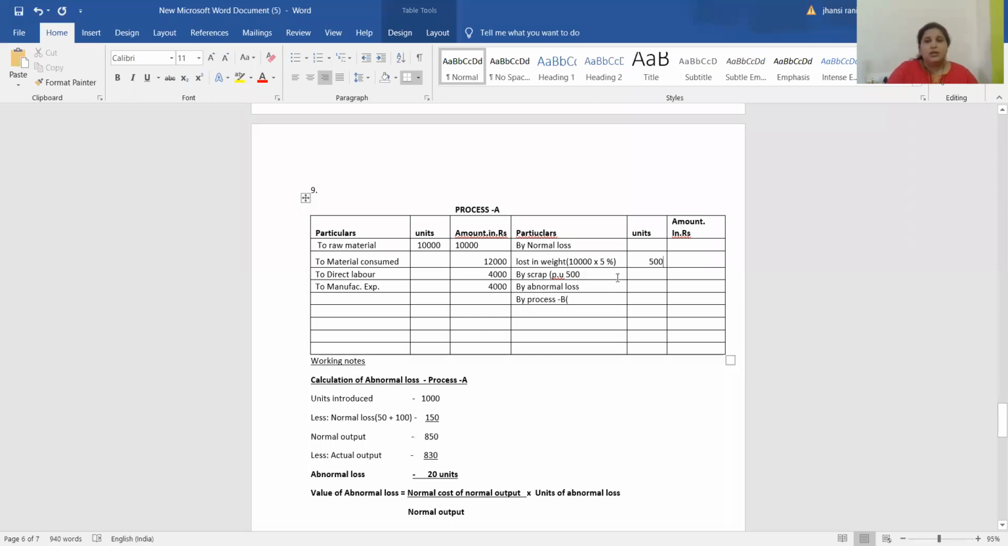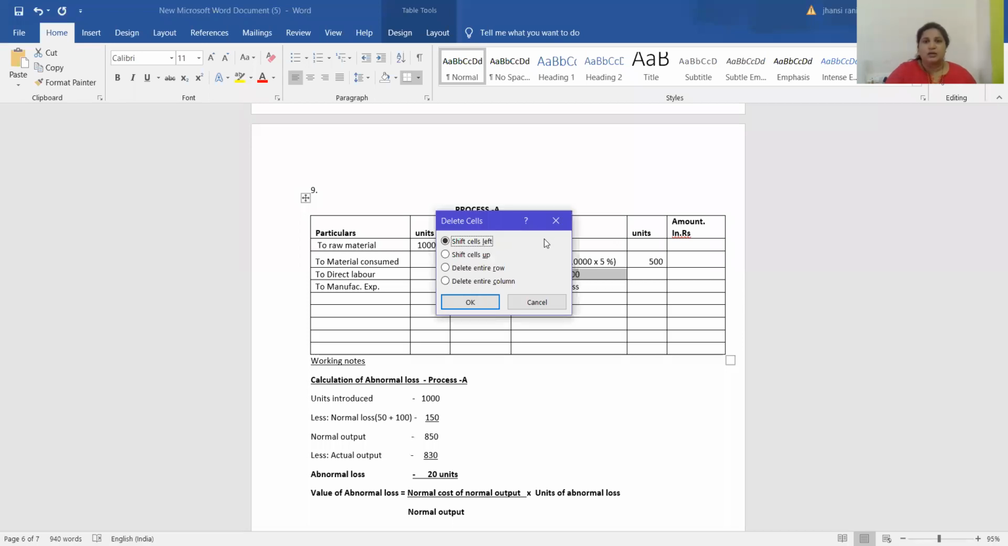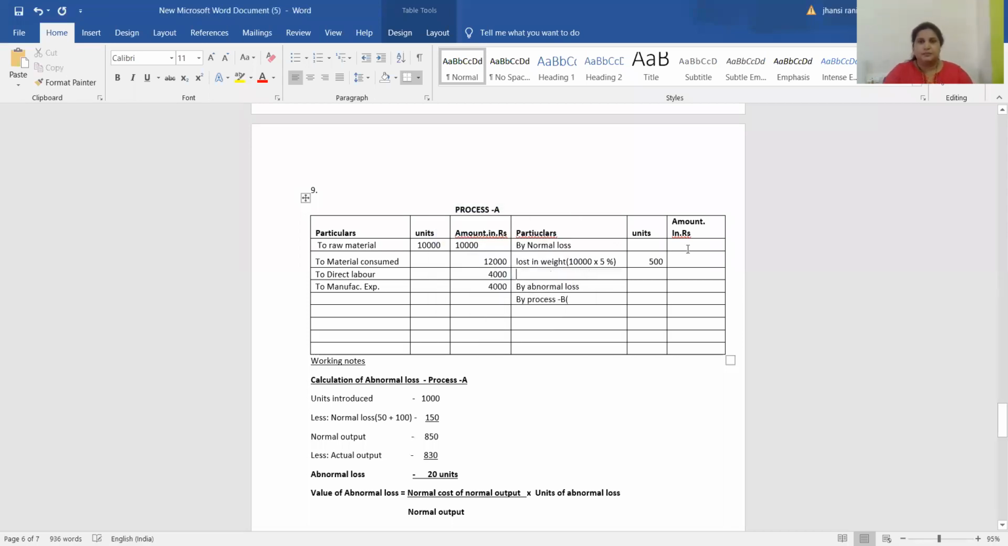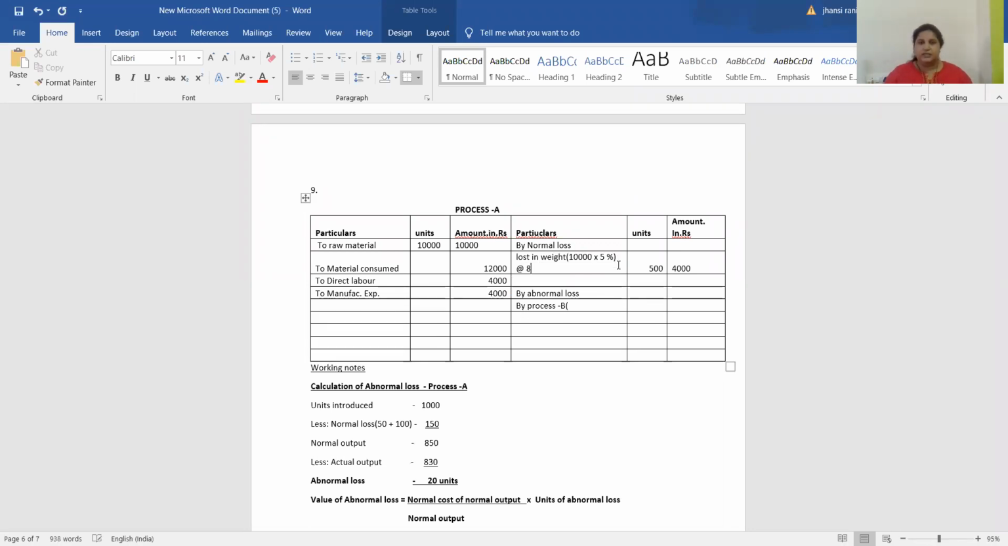Now, the value, they said, is value of normal loss per 100 units, it is 8 rupees. So 500 into 8, in the value it will be 4,000. So here I'll write at the rate 8, because in the question it is mentioned whatever the normal loss we are getting, that will be sold at the rate of 8. So 500 into 8, it will be 4,000.